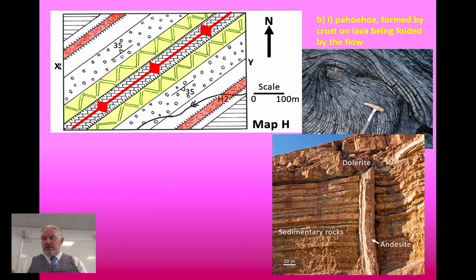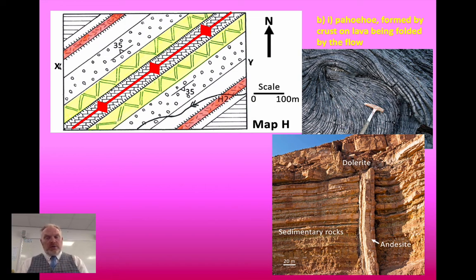Photograph H2 then shows an outcrop of rocks at location H2. The andesite body there is shown to be north-south. We can also see that it's long and thin, so it's sheet-like, and it cuts across the layers in the sedimentary rocks. So clearly it must be a dike.